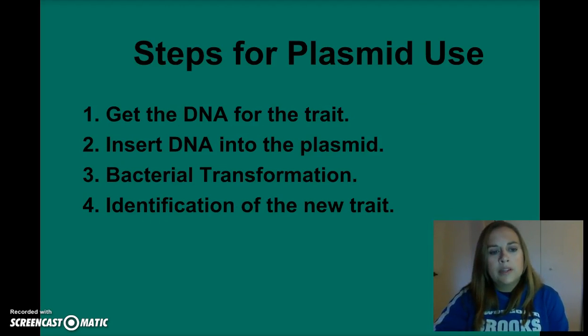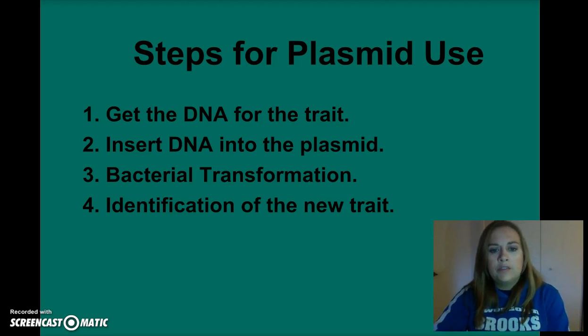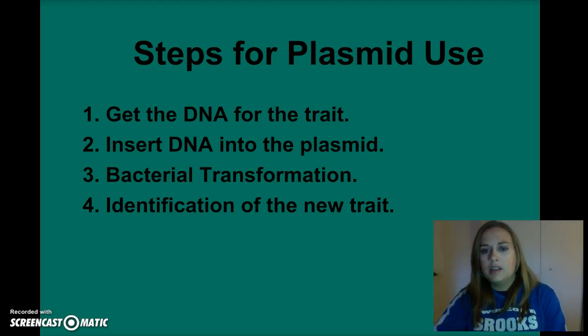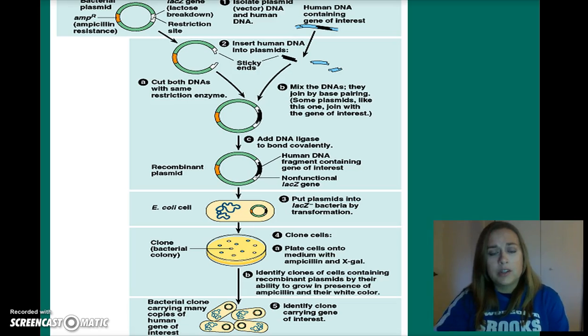When we use plasmids, there are 4 specific steps that we have to use. First, you have to get the DNA for the trait that you're looking for. Once you have that DNA, then you need to get it into the plasmid. Then you go through a process called bacterial transformation, again, a lab we're going to do. And then you try to identify the new trait. You look to see if the DNA for the trait made it into the bacteria.